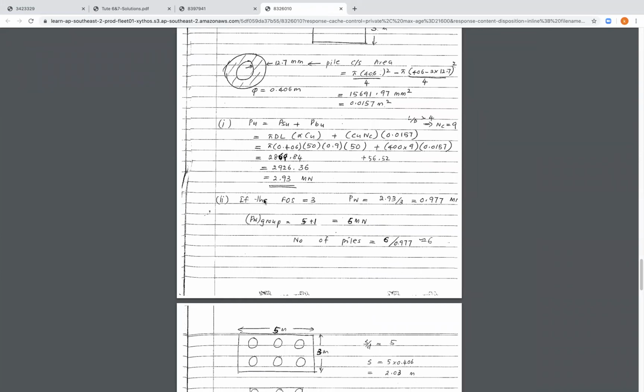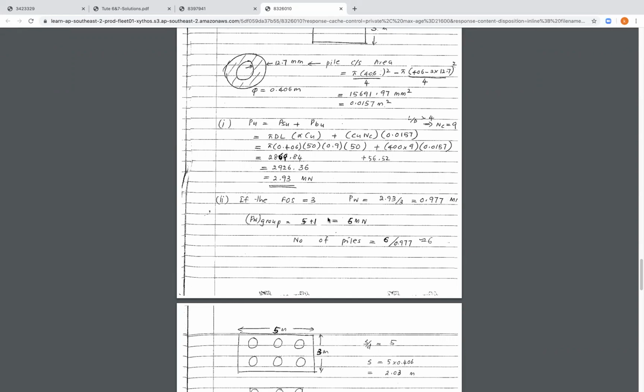So to do so, we need to take the factor of safety and find the working load taken by each pile. To find this value, we need to divide the 2.93 by 3, which is the factor of safety. So this is the safe working load, the maximum working load the single pile can carry for a factor of safety equal to 3.